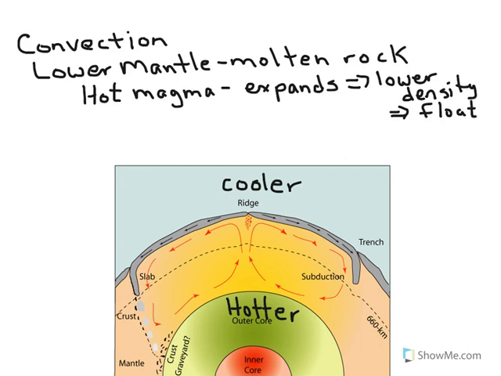So the material at the bottom of the mantle, right outside of the outer core, is going to be the hottest, so it is going to expand the most and have the lowest density, and this is going to allow it to float up towards the upper portion of the mantle. Well, there it's going to get cooler.